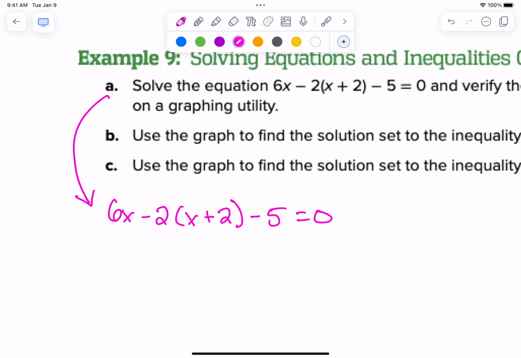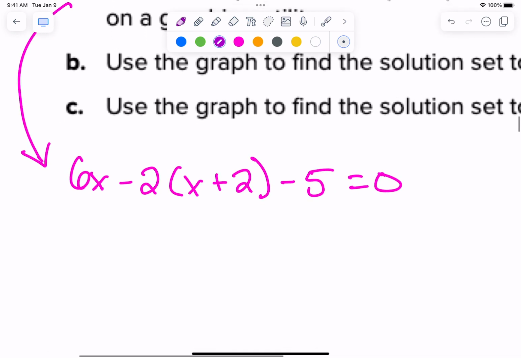A, I'm going to solve it down below. We have to solve for x, and that's all we have to do. Let's distribute the 2.